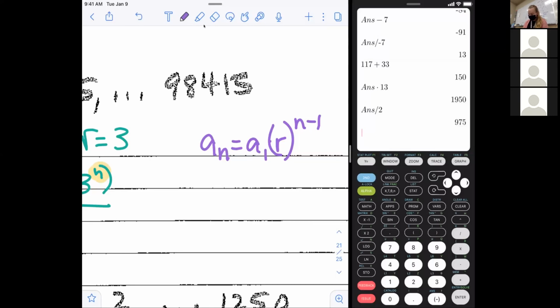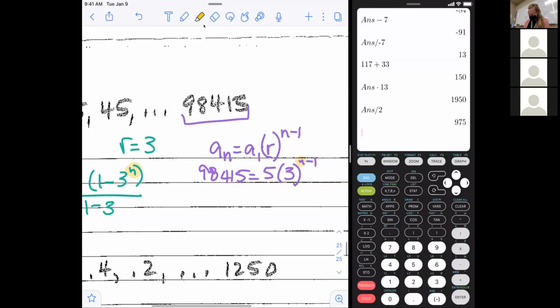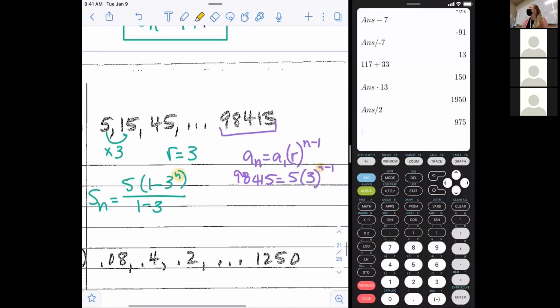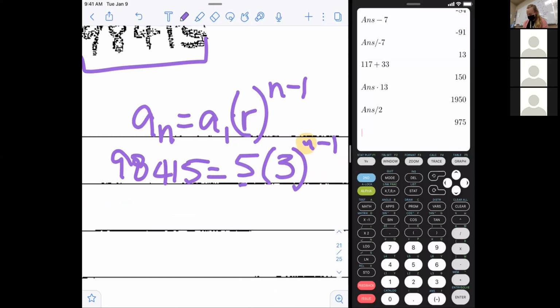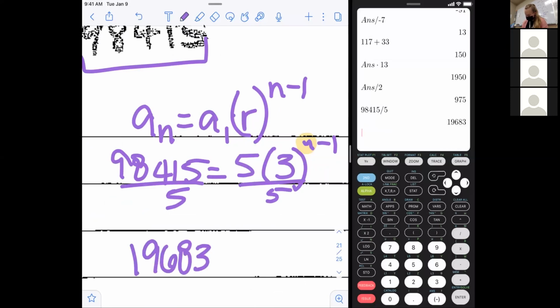Okay, so I'm going to plug this in. I'm going to find N. A sub N, my last term, is this guy, 98,415. A sub 1 was 5. I know R is 3, but I don't know N. I'm going to solve this by getting rid of the 5, so divide by 5 on both sides. 98,415 divided by 5 is going to be 19,683, equals 3 raised to the N minus 1.